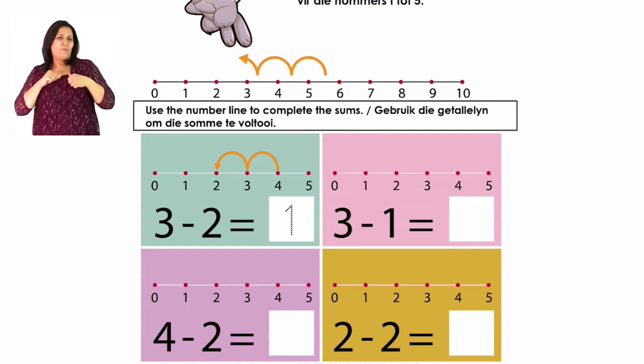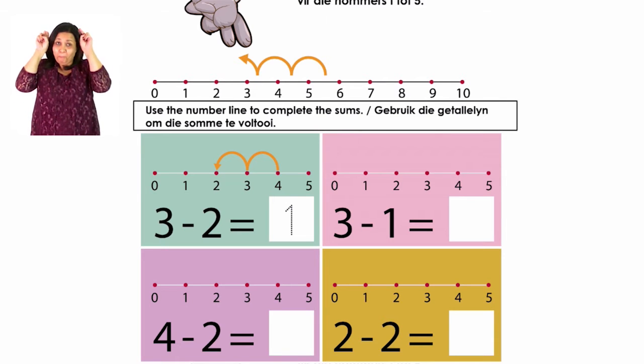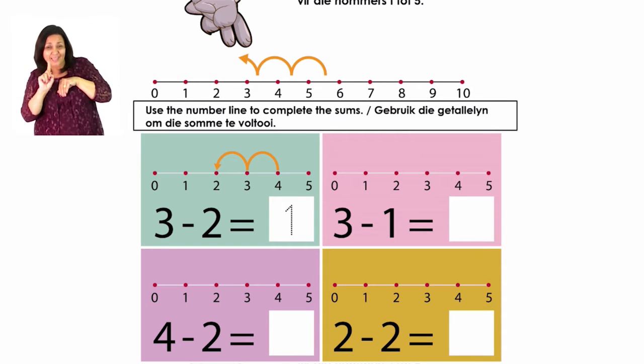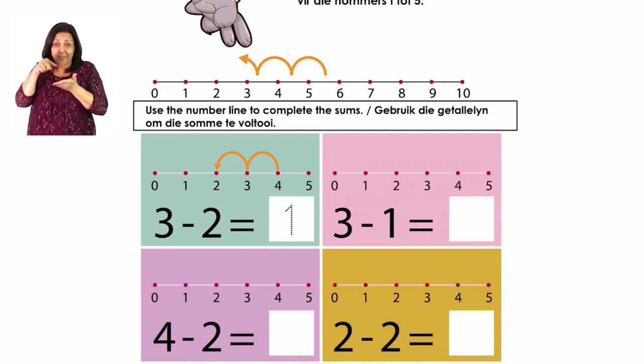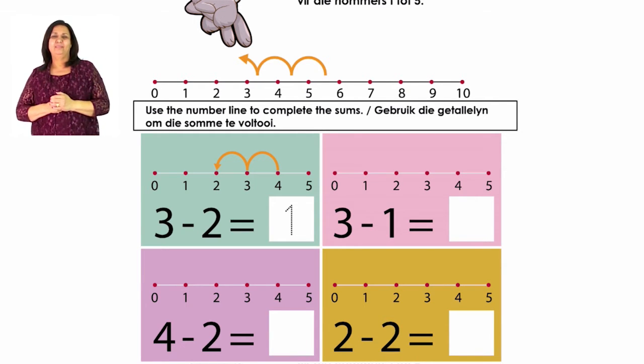Well done. Now I would like you to look into your booklet. There is a little bunny or a rabbit. And let's see what the rabbit is doing. The rabbit is jumping back. So that's how we use our number line to subtract or to take away.